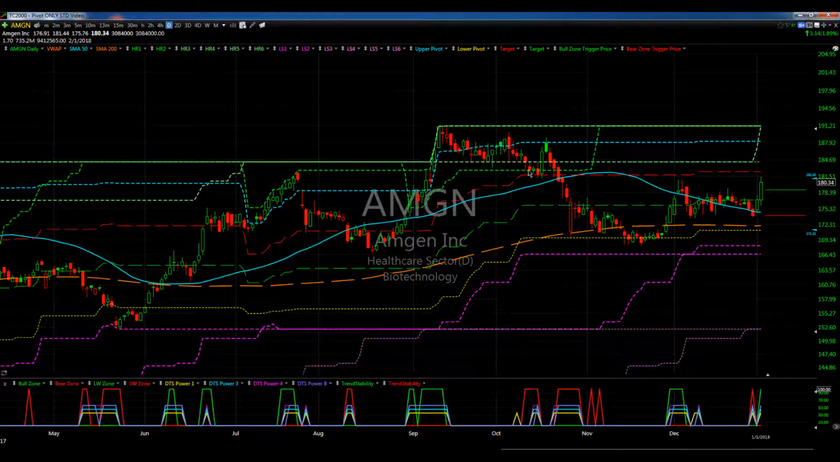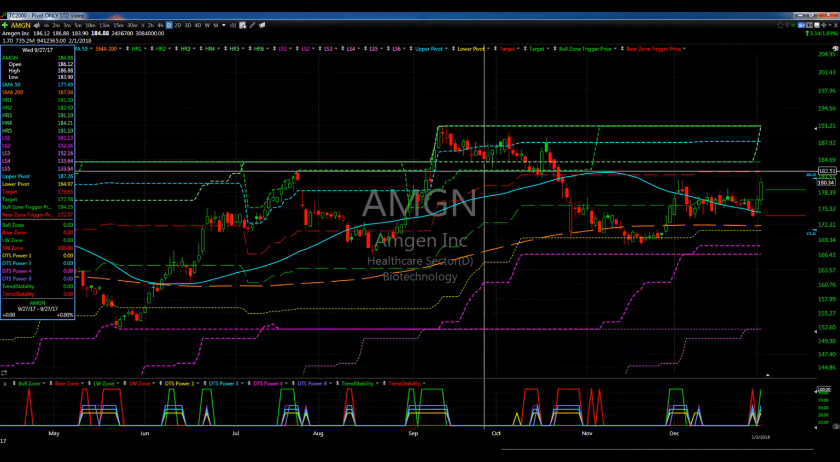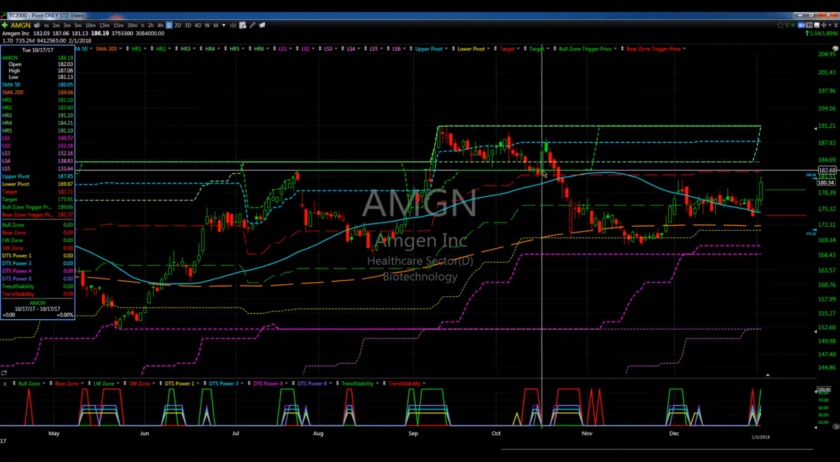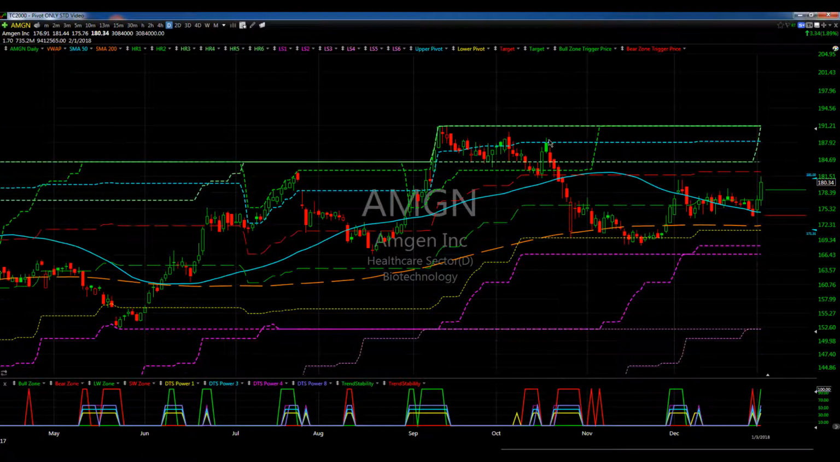It did go down for a few days, but these green lines are support, and that's why it fought for a few days, tried to bounce back up, headed back down again, came right back into the bear zone, and continued on down.